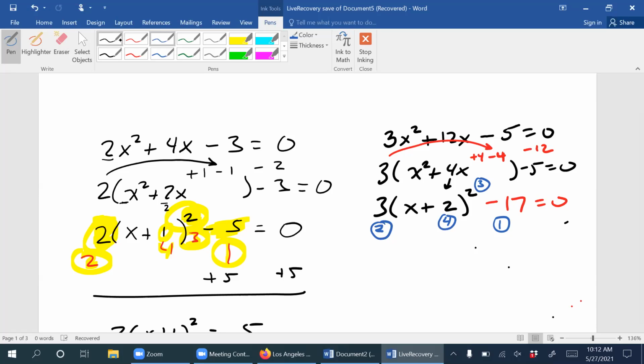So let's show how fast we can do this if we just want to go through it. If I move the 17 over, we end up with positive 17. If I move the 3 next, that's multiplying. Opposite of multiply is divide. How to get rid of a square? We take a square root. And the way we get rid of the 2, we minus 2.